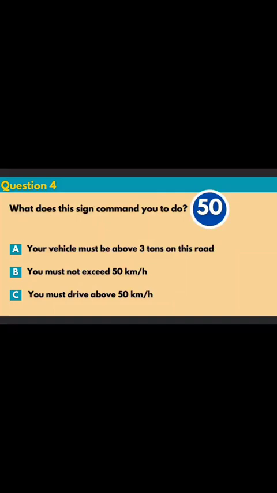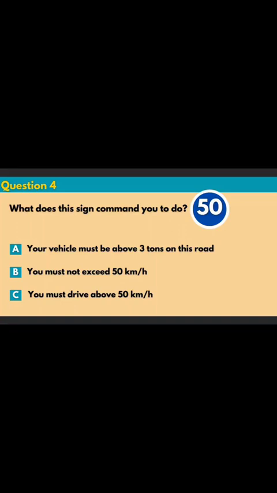Question 4. What does the sign command you to do? Now this is a speed sign. However, it is blue. Right? It's blue and white. It's not red and white. So when a sign is red and white, it is indicating to you that there's a maximum speed limit. However, if the sign is blue and white, it is indicating to you that you must drive above that speed, right? The speed must be your minimum speed.